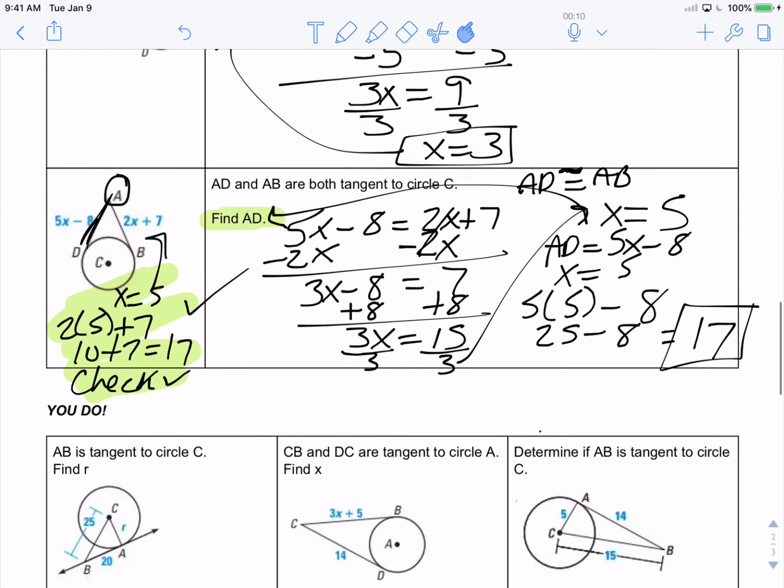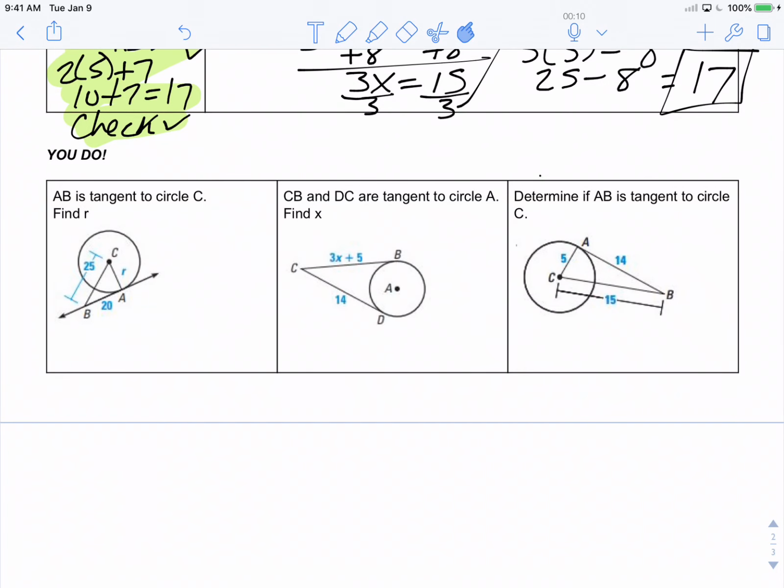So, down here, you're going to do these three on your own, and I will review these with you when I get back. So just as a hint, AB is tangent to circle C. So if they're tangent, I know that's a right angle. That forms a right triangle. So I'm going to use A squared plus B squared equals C squared to find that.